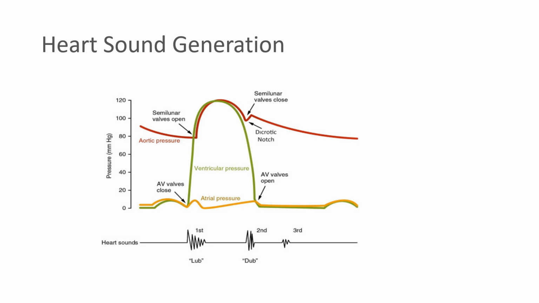So when the AV valve is closing and at the same time the semilunar valve is getting open, that time you will get the lub sound. When the AV valve is open, the semilunar valve is getting closed. That time you will get the dub sound. I hope you all understand. So when AV is closed, semilunar is open. When semilunar is closed, AV is open. In both ways, your lub and dub are produced.